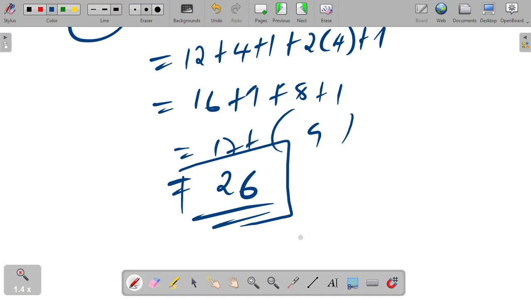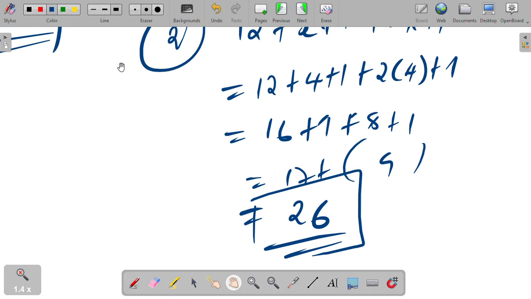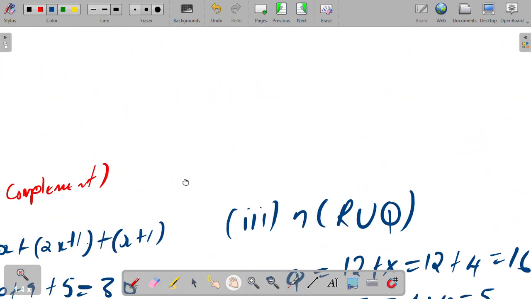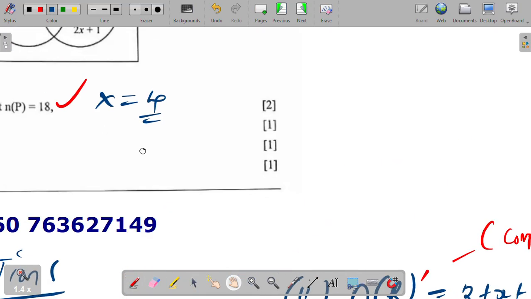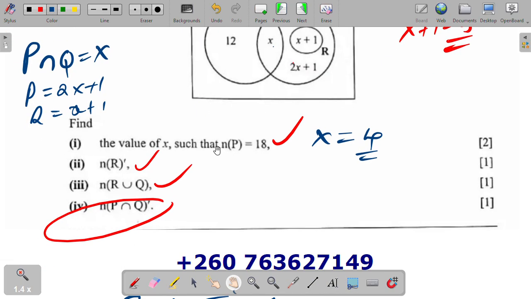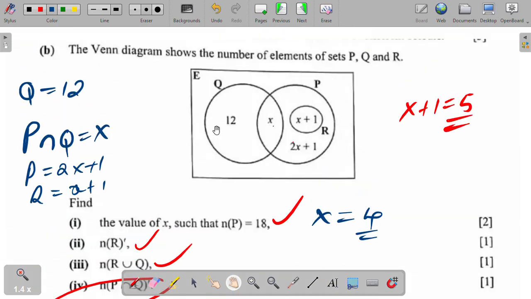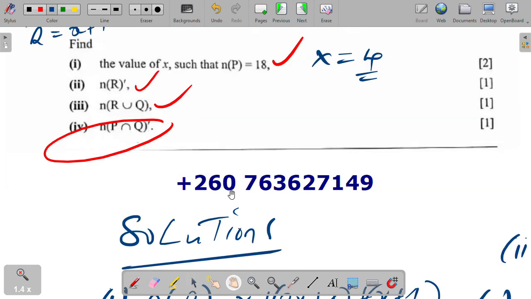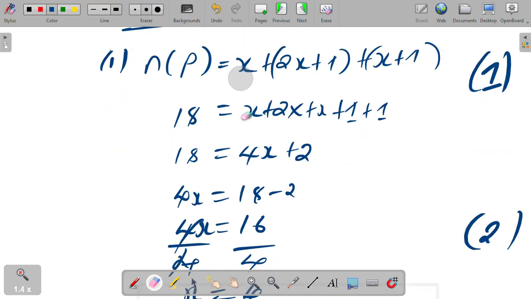So this is how you answer questions of this exam type. You understand the Venn diagram first, then you solve everything with ease. So we have come to the end of our lesson.